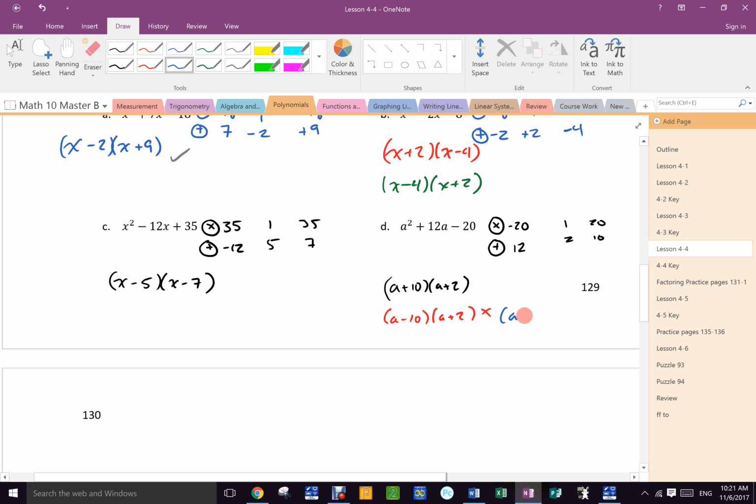So it must be a plus 10, a minus 2, right? What's 10 plus negative 2? 8. What did I need? 12. So it can't be that one. So the question is now, can you factor this? No. It is possible that you are already in your factored form.